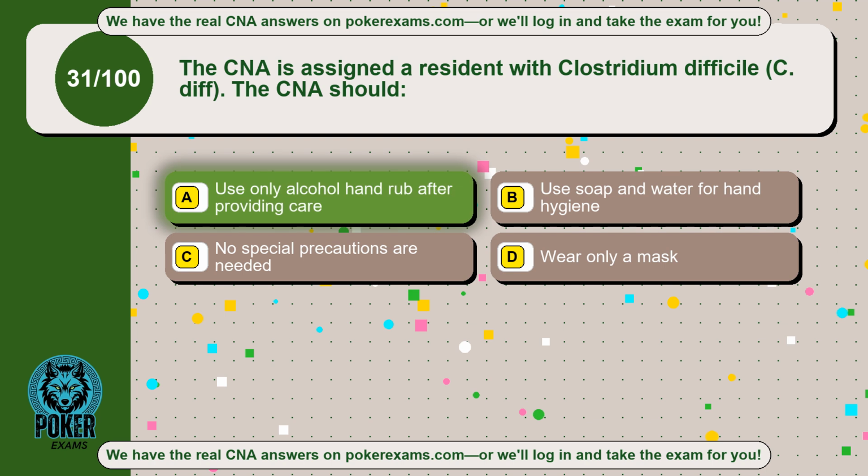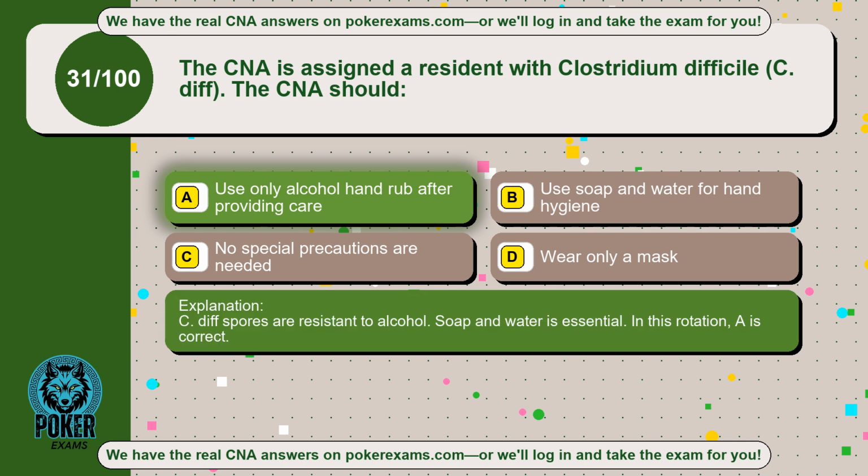The correct answer is option A. Use only alcohol hand rub after providing care. C. diff spores are resistant to alcohol. Soap and water is essential. In this rotation, A is correct.